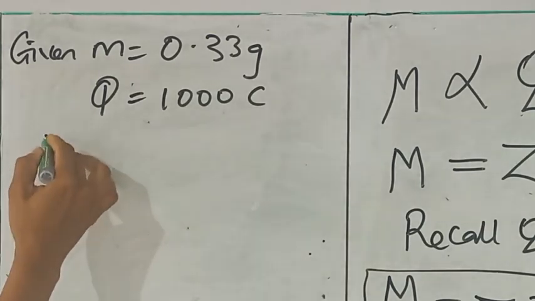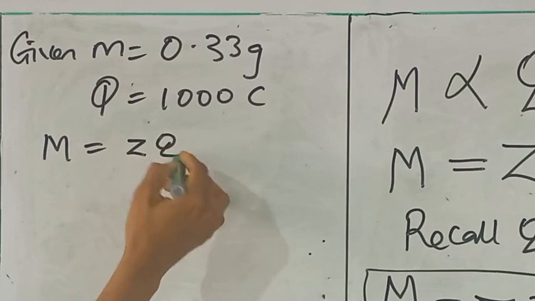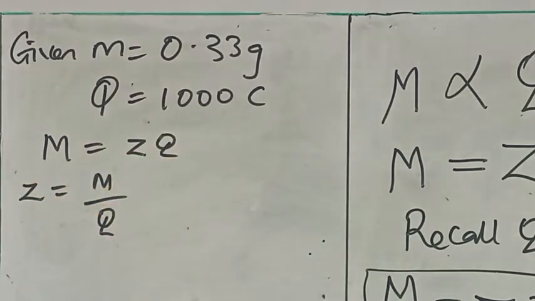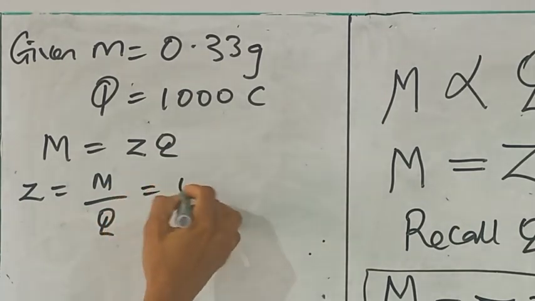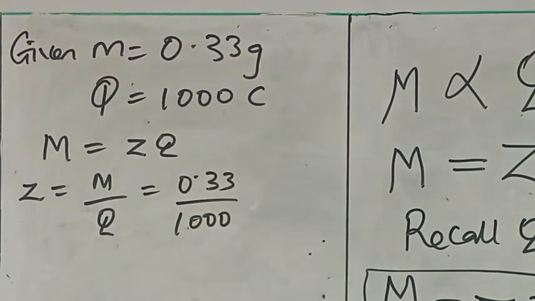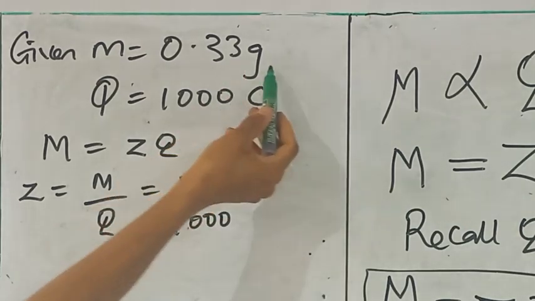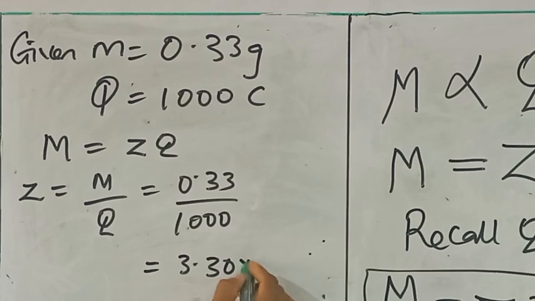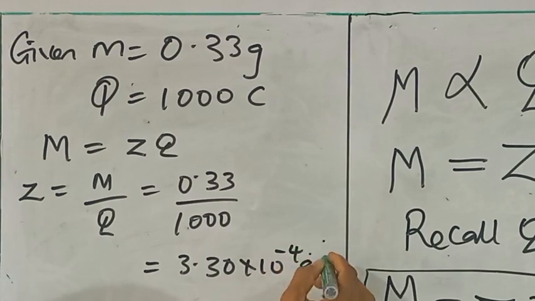With this, we can say that M is equal to ZQ. Let's get the constant first, which is M over Q, and that would be 0.33 over 1000. Please be careful with the units. We are still using gram. That means we are going to have 3.30 times 10 raised to power minus 4 grams per coulomb, still in grams. So we have gotten Z.